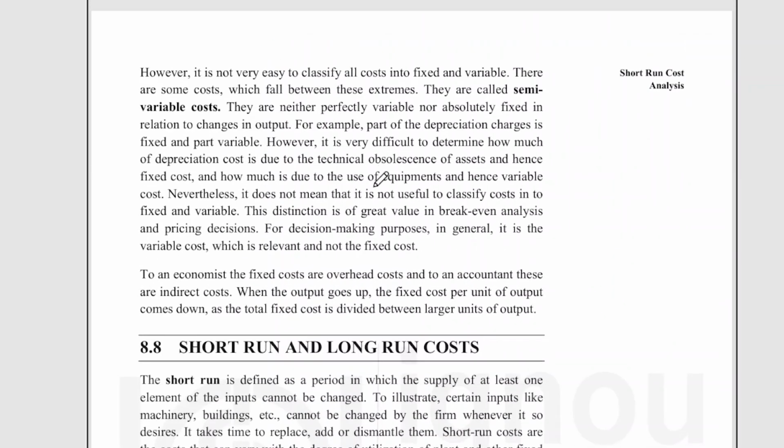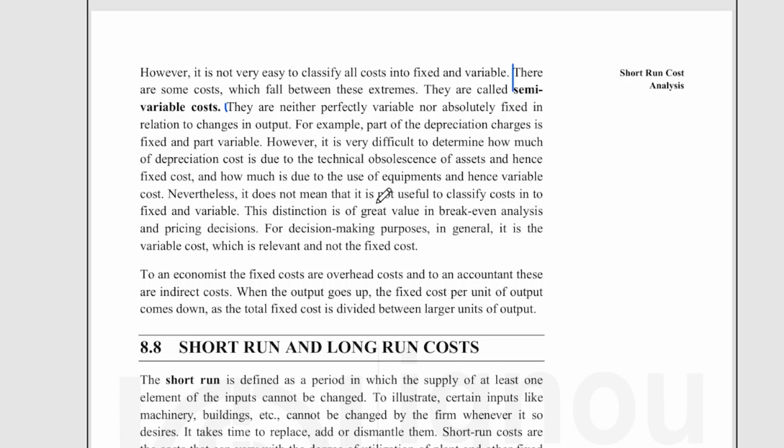However, it is not very easy to classify all costs into fixed and variable. There are some costs which fall between these extremes, and they are called semi-variable cost. They are neither perfectly variable nor absolutely fixed in relation to changes in output. For example, part of the depreciation charge is fixed and part variable. However, it is very difficult to determine how much of depreciation cost is due to the technical obsolescence of the asset, and hence fixed cost, and how much is due to the use of equipment, and hence variable cost.